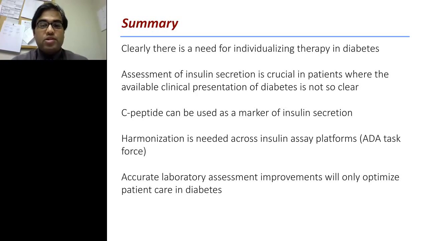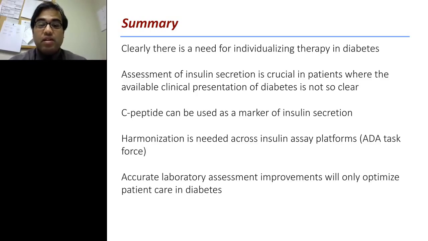So in summary, there's clearly a need for individualizing therapy in diabetes. Assessment of insulin secretion is crucial in patients where the available clinical presentation of diabetes is not so clear. And I hope that the case that I presented today gave you an impression that this can be a little bit of a confusing picture in a lot of patients. C-peptide can be used as a marker of insulin secretion, but as you can see, there are some pitfalls and some limitations. But on an individual basis, this may have some utility for sure.